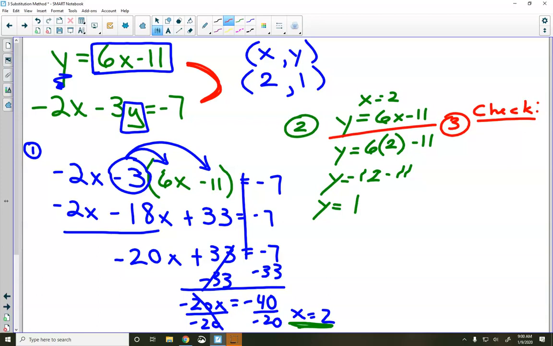So this time we have to use the negative 2x minus 3y equals negative 7. And when we do that, we're going to substitute in. So it's going to be negative 2, and then we're going to substitute 2 in for x, because that's what x equals. And then negative 3 times, and we're going to substitute in 1 in for y. And it should equal negative 7.